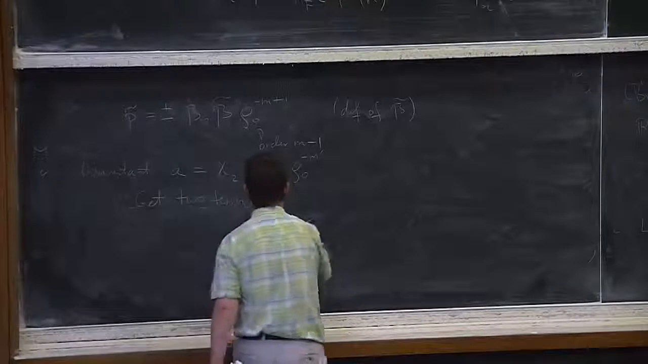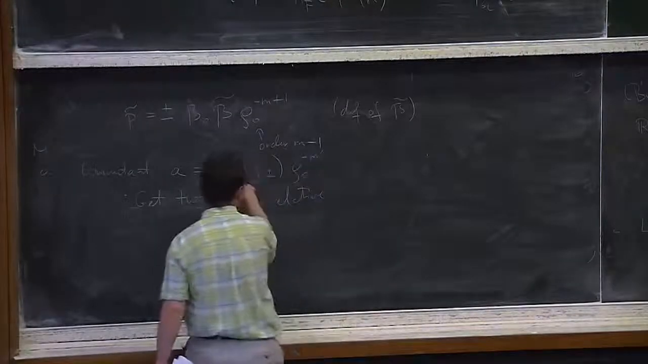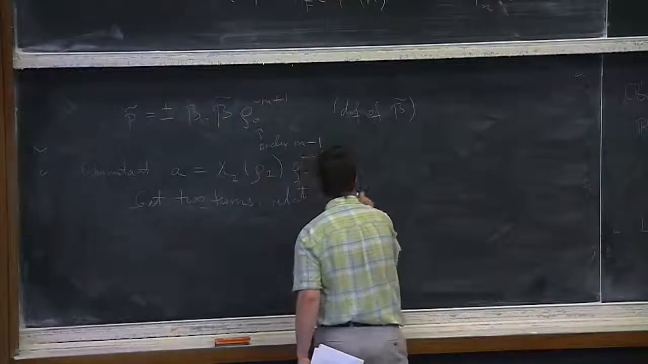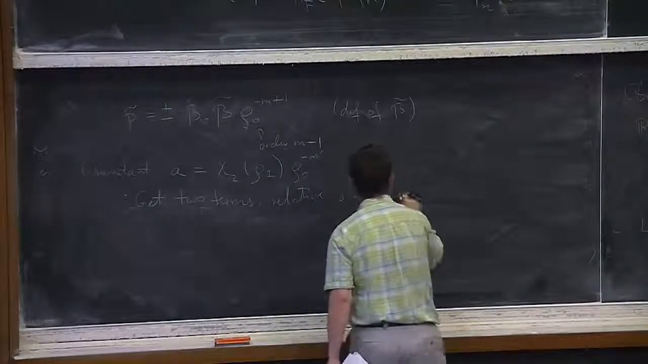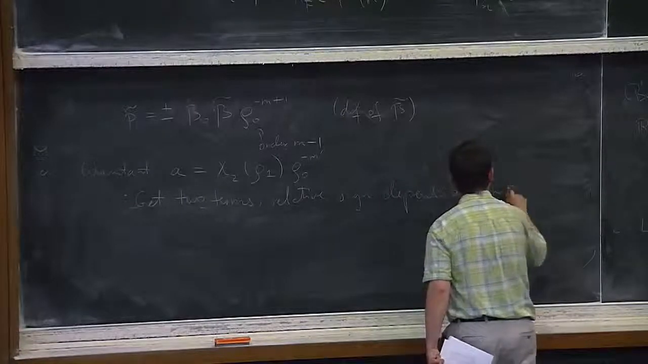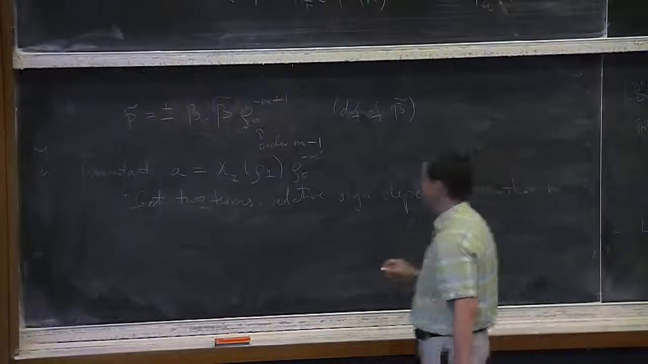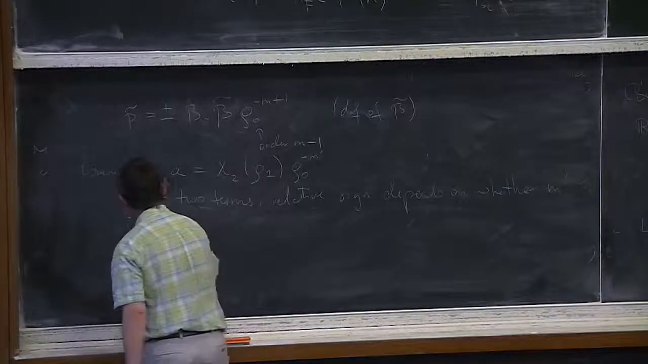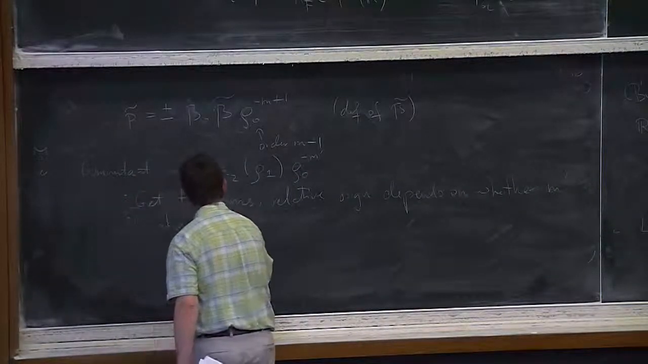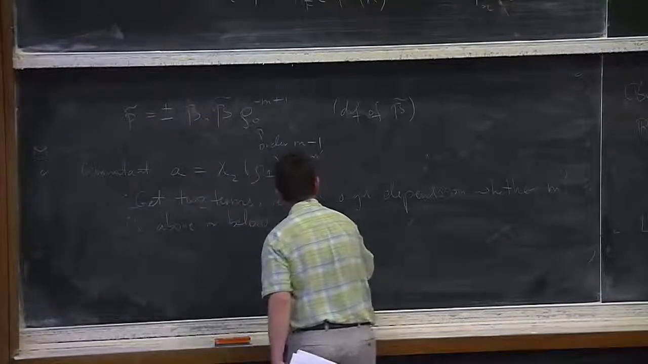And then the relative sign. So this is the chi2 term versus this term. The relative sign depends on whether this m prime is above or below a threshold value.